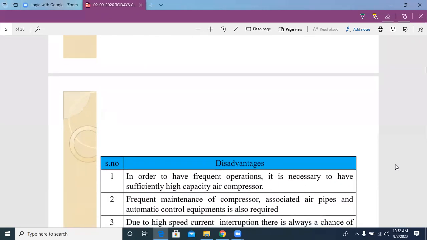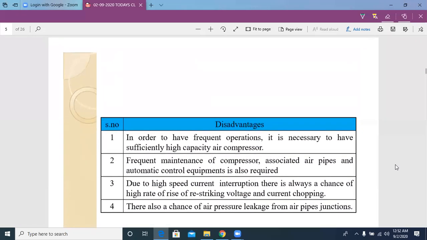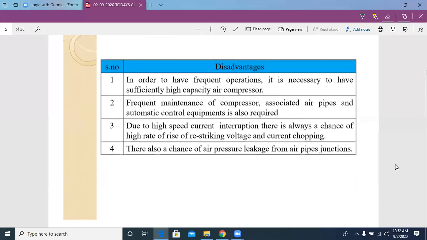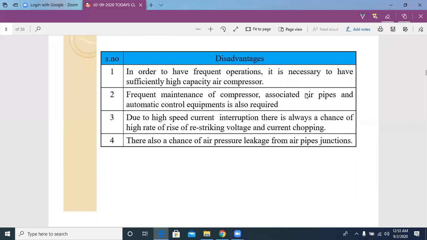So what are the disadvantages? Up to now we discussed advantages. Now we are going for disadvantages. These are some main disadvantages of the air blast circuit breaker. The first disadvantage is that in order to have frequent operations, it is necessary to have a sufficiently high capacity air compressor.